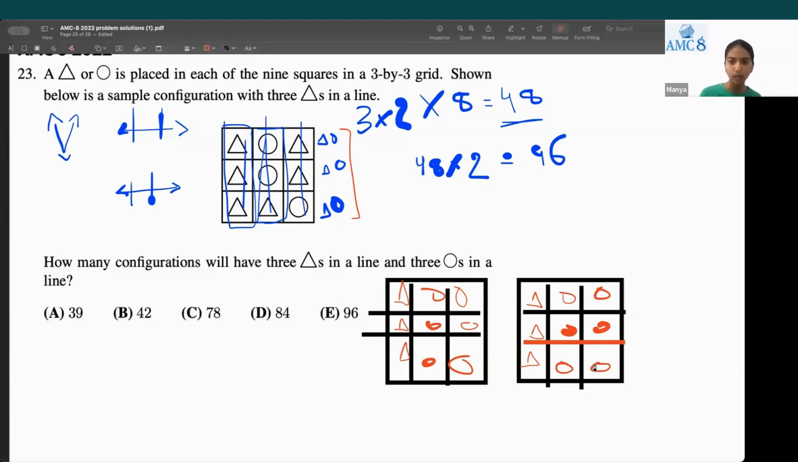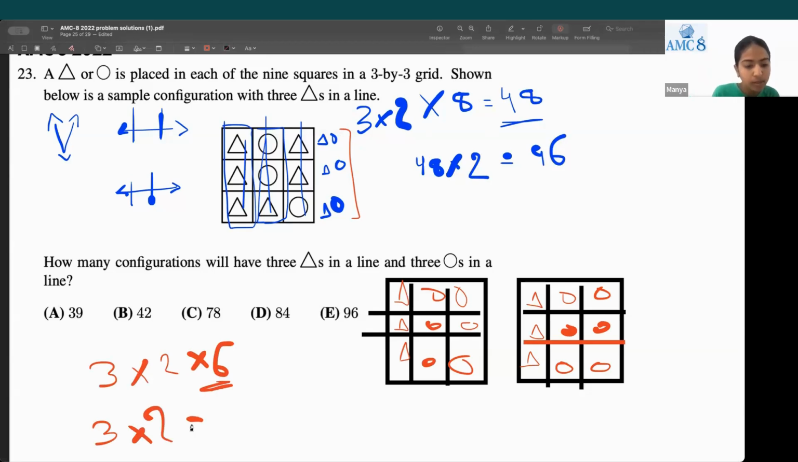That means that we're just overcounting. We're counting these twice. And this applies to the triangle being in the middle or the circle being in the middle. So instead of 8 over there, it should actually be 3 times 2 times 6, since we're overcounting twice. Plus 3 times 2 times 2, once again because we're overcounting.